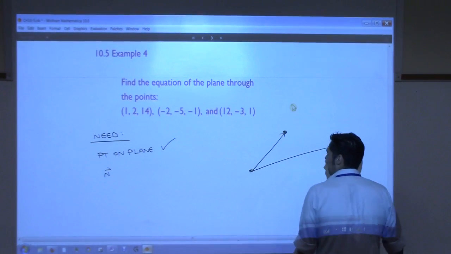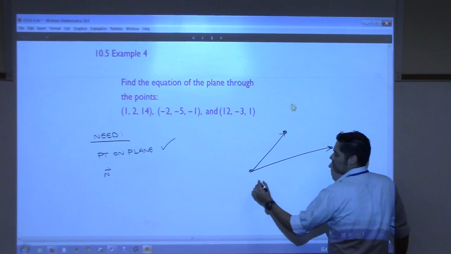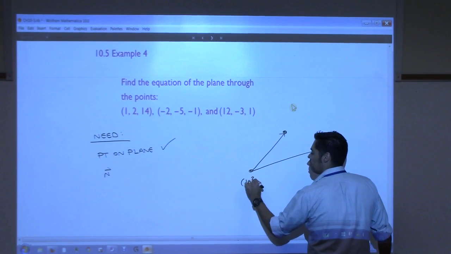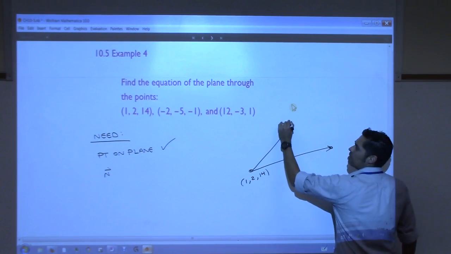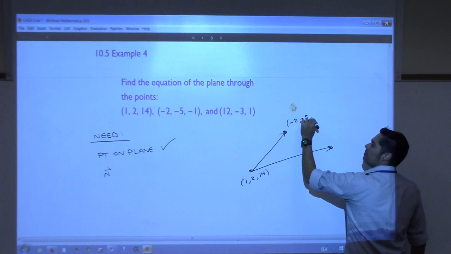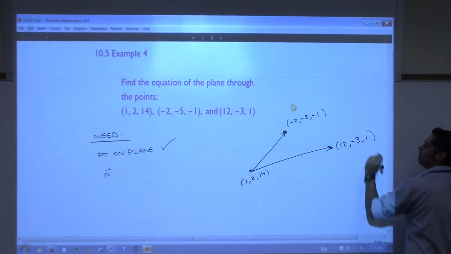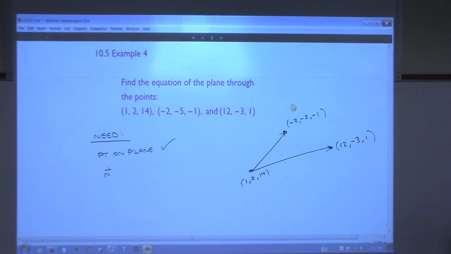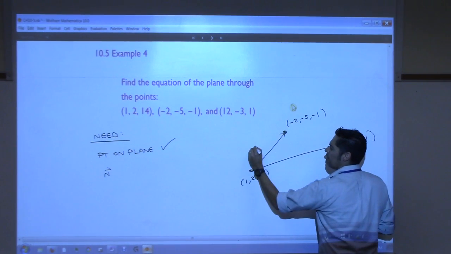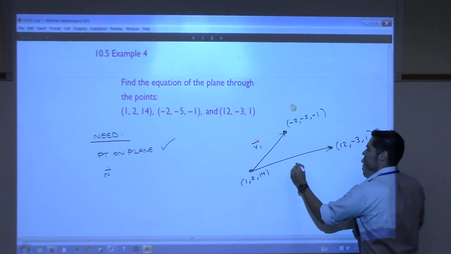So let's create these vectors. Let's go from 1, 2, 14 to -2, -5, -1. And then here's 12, -3, 1. So those are just points. Now the vectors. So how about this vector? We'll call it V1. And this one right here, V2.